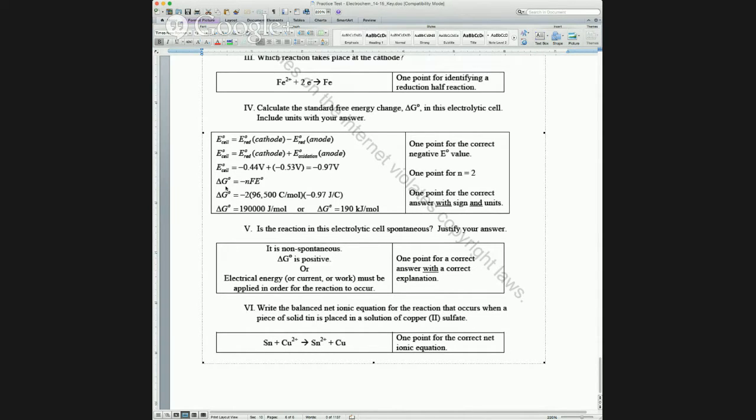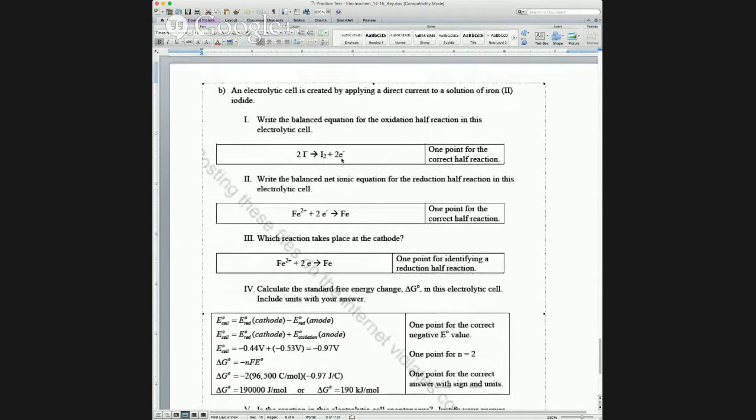Once you have that, you have delta G naught equal to negative nFE naught. That's an equation you should be able to find on the reference sheet. n is the number of moles of electrons transferred. If you look up here, there's 2 moles of electrons from each one. If there was 2 for one and 3 for the other, you have to find the lowest common multiple. The 2 and the 3 both go into 6, so it would be 6 electrons transferred.